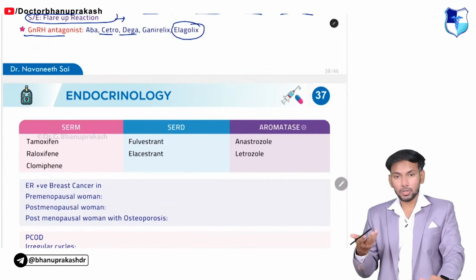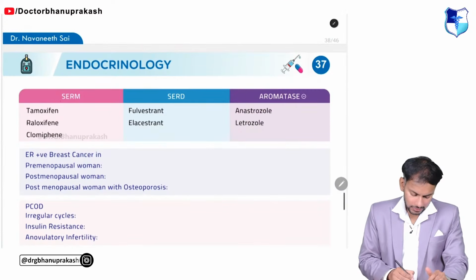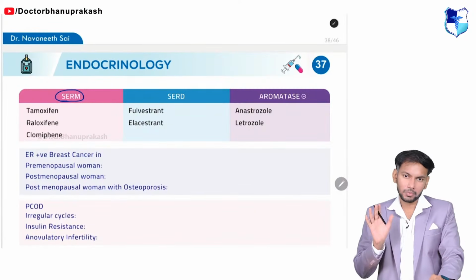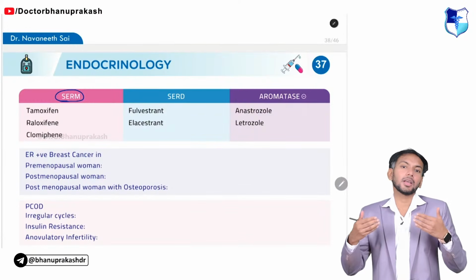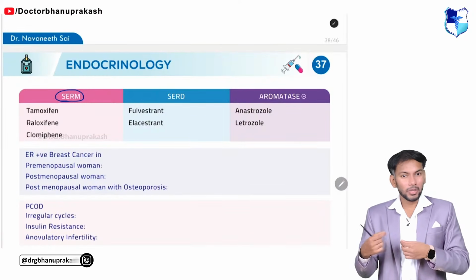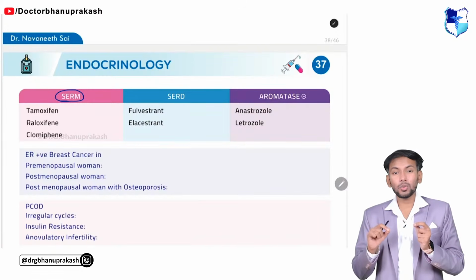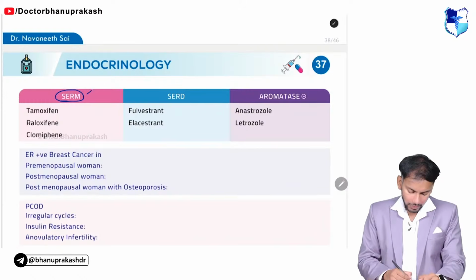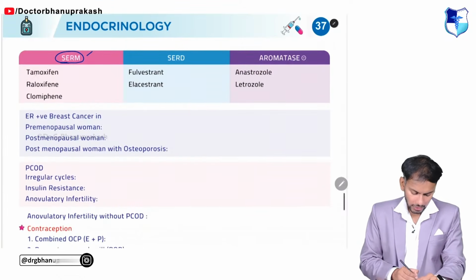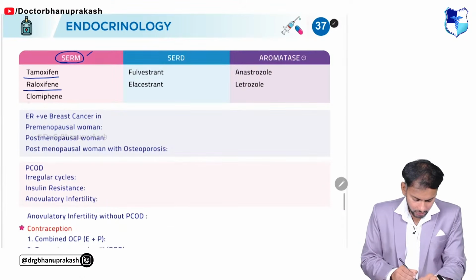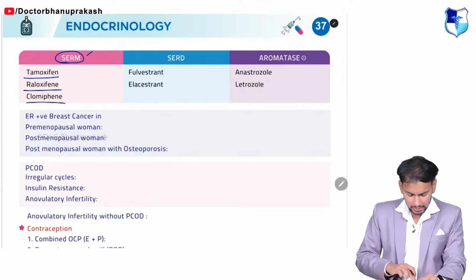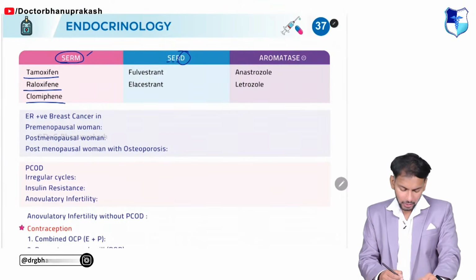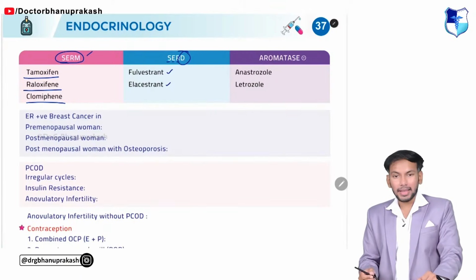Now coming to the estrogen compounds, we have something known as SERMs. Selective estrogen receptor modulator. Yes, because estrogen receptors are present on many organs. Yes, you want to increase or decrease the effect in certain organs. That is why we have made SERMs. Yes, so in this I want you to remember tamoxifen, raloxifene and clomiphene. Next is SERD, selective estrogen receptor down regulator. That is fulvestrant and elacestrant.